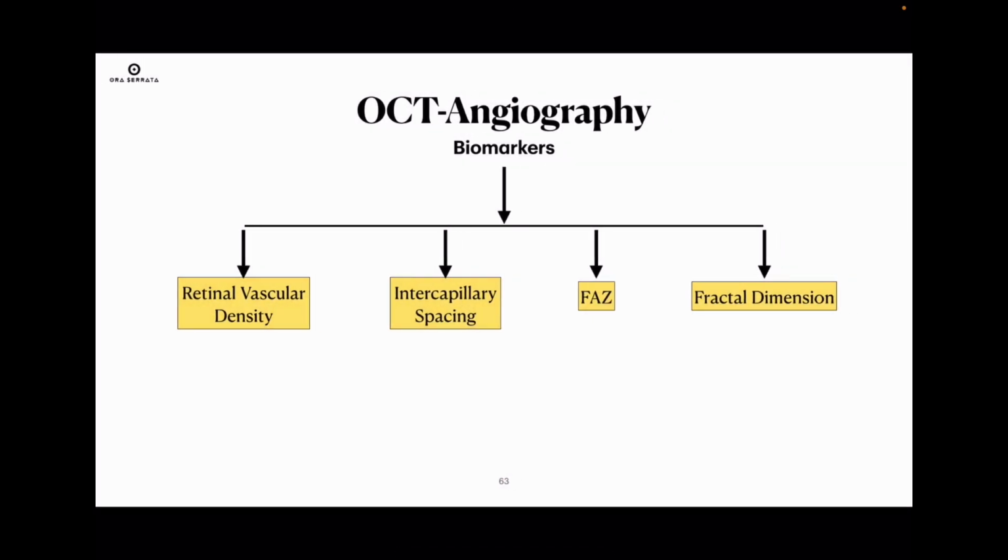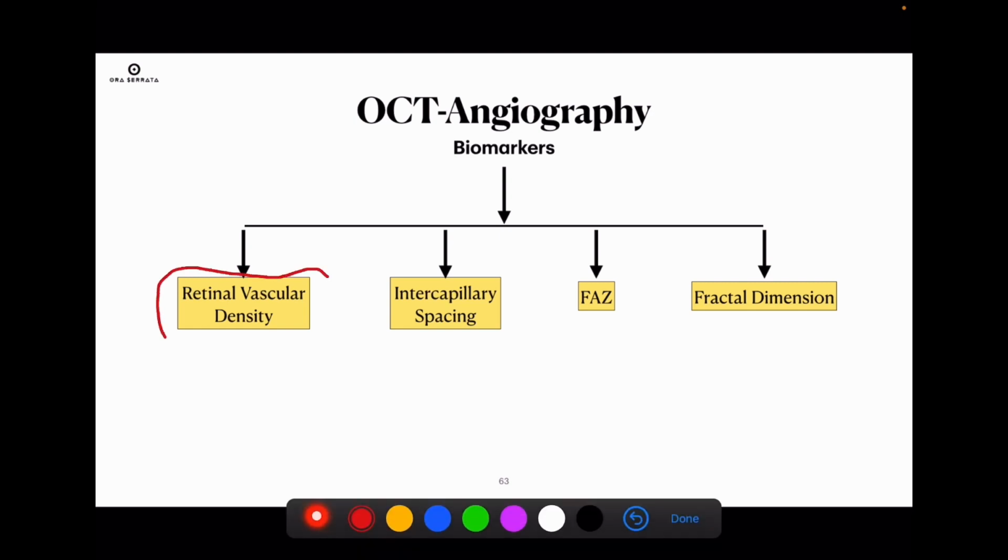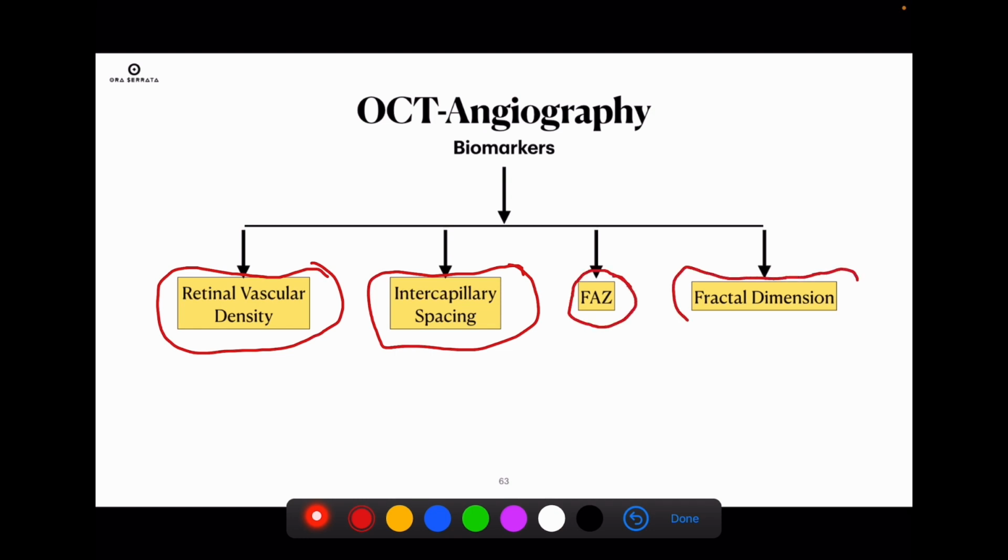There are also a few OCTA biomarkers. There is the retinal vascularity density, which is basically the area of retinal vessels present in the area measured. Then there is intercapillary spacing, the gap between the individual capillaries. Then there is the size of the foveal avascular zone and the fractal dimension. The fractal dimension is basically the arrangement or the orientation of the individual vascular capillaries.